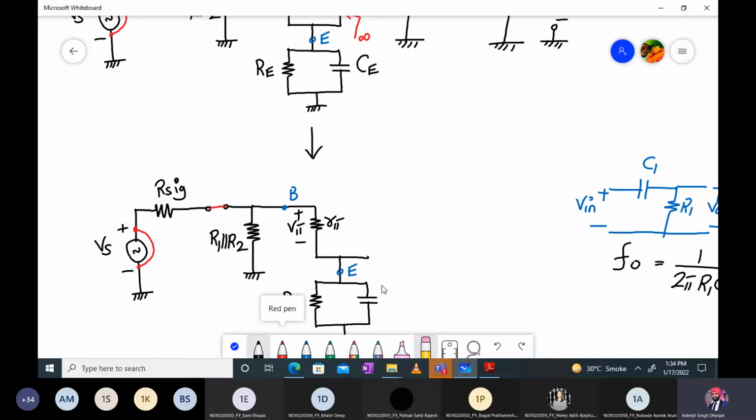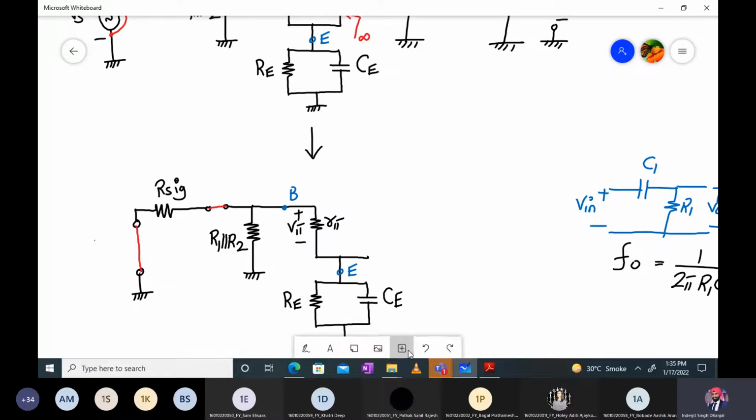The bypass capacitor CE is present. Now, how will you analyze this circuit? Let me also replace this by a ground only to avoid unnecessary confusion. Okay, so this is also sorted. Sorry for that. So how will you proceed in such a circuit?